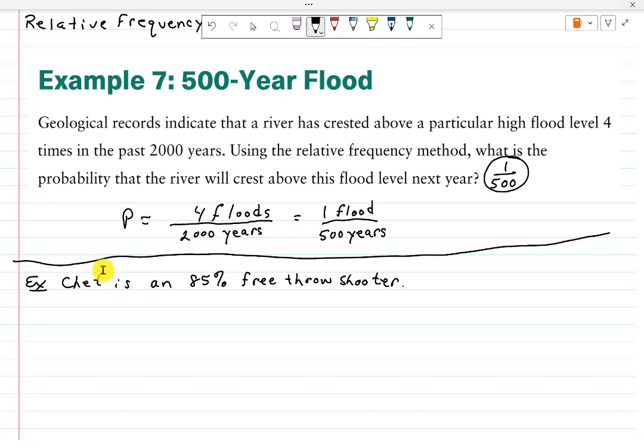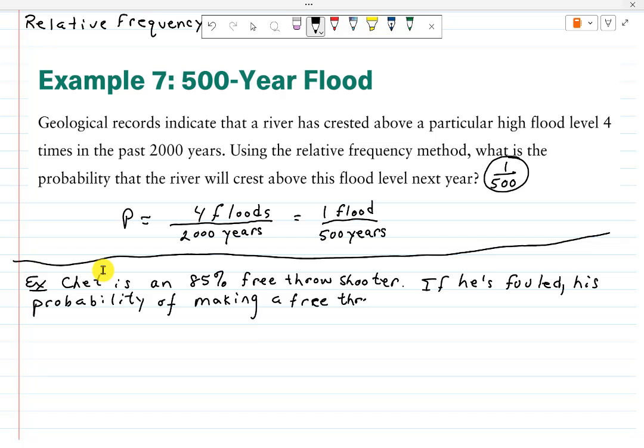Suppose then that when he goes to shoot, so if he's fouled, the probability of making a free throw is also 85%.